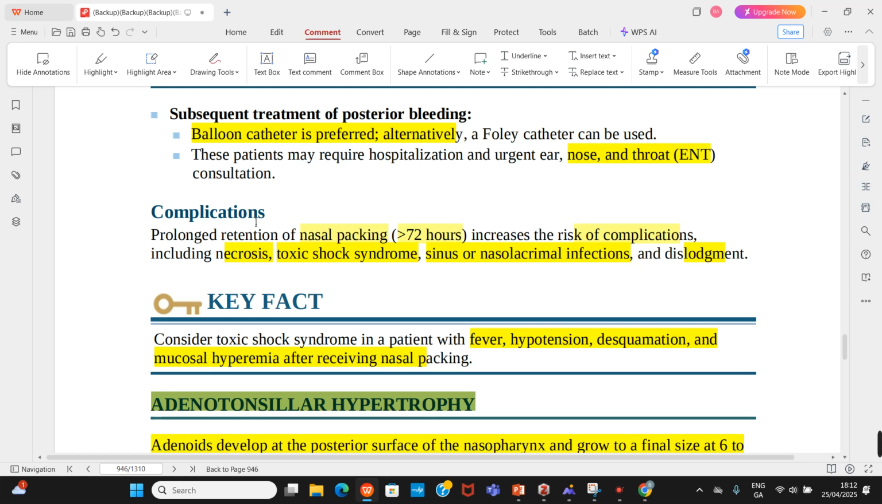So what are the complications of prolonged retention of the nasal pack? If you pack for long, it can cause necrosis of nasal mucosa. It can cause toxic shock syndrome, which we know is caused by Staph aureus. It can cause sinus or nasolacrimal infection, and it can even dislodge and go back into the airway. So we have to be very careful.